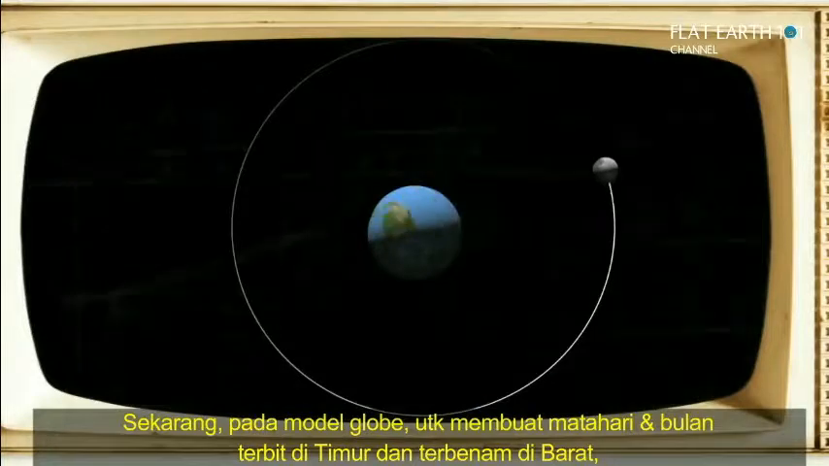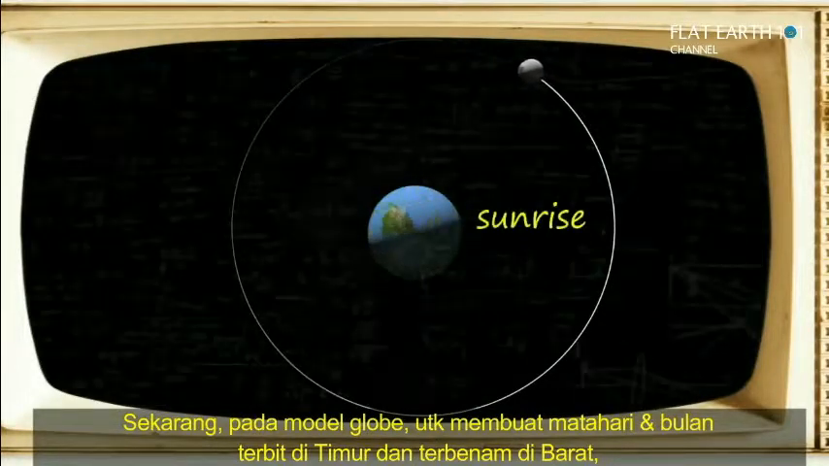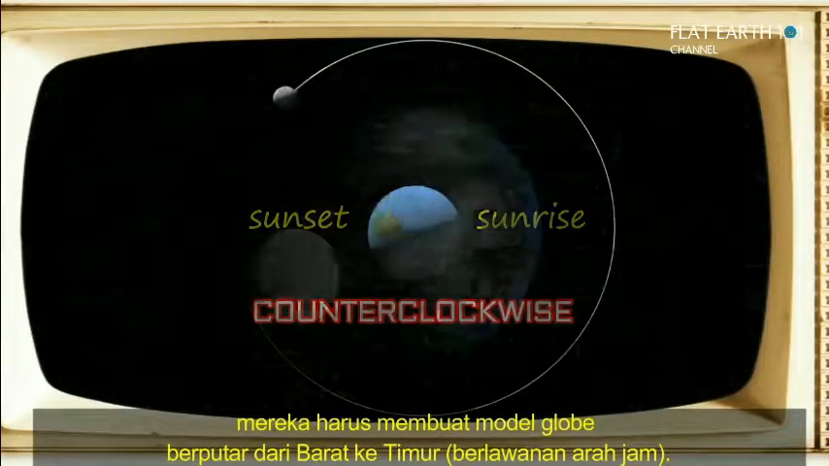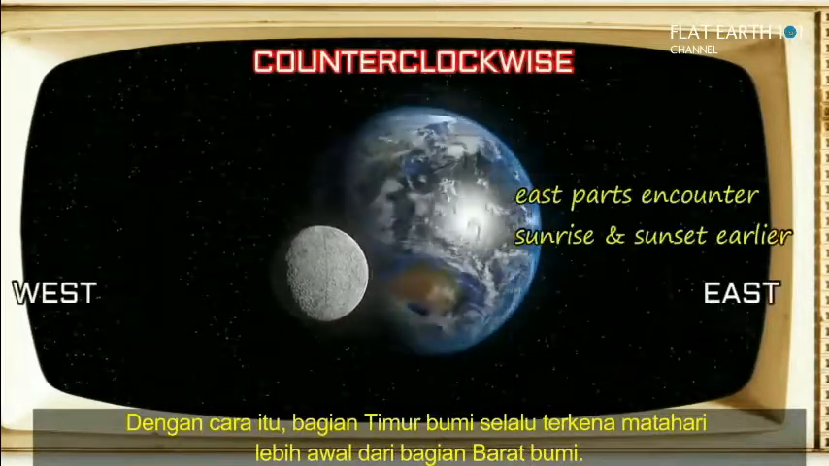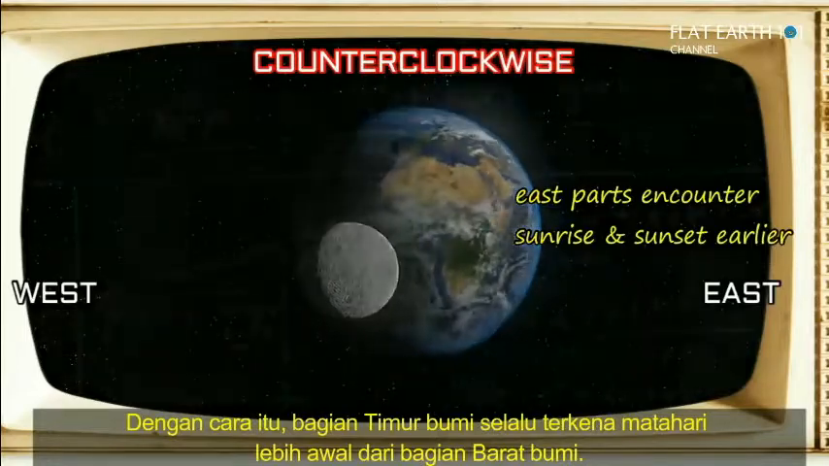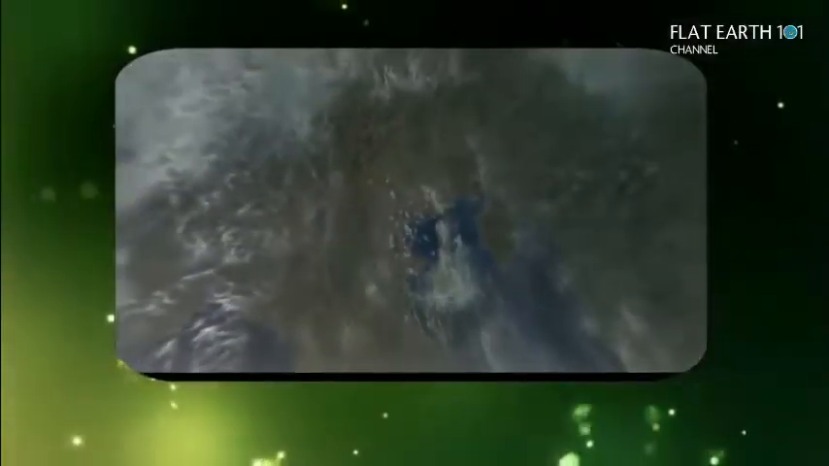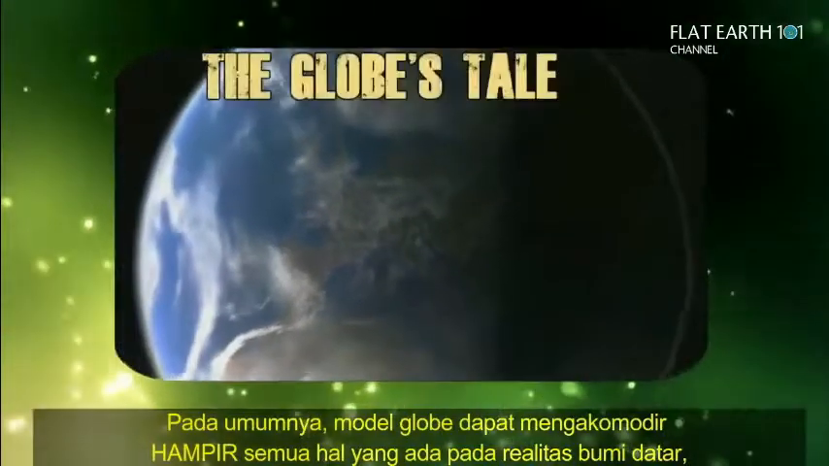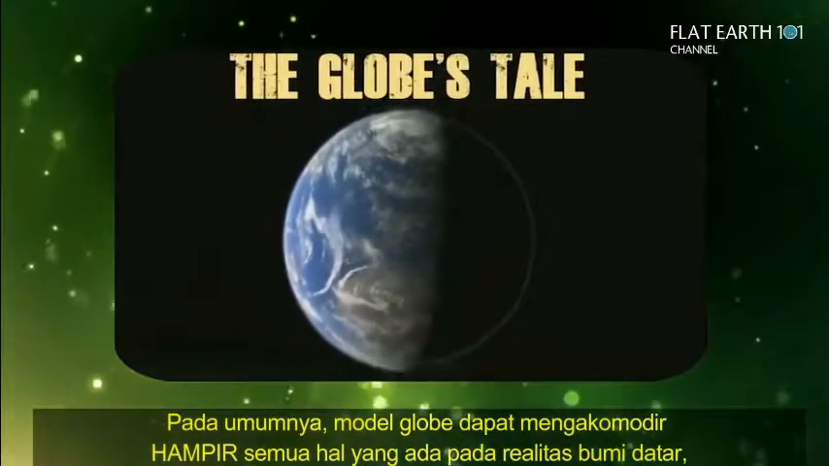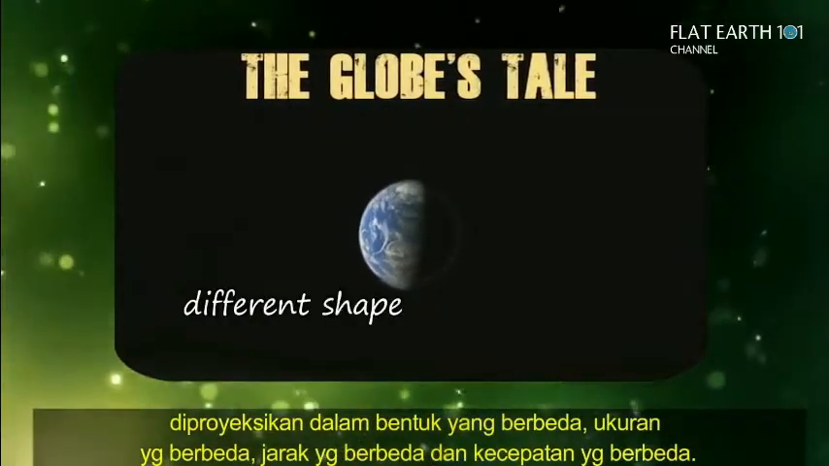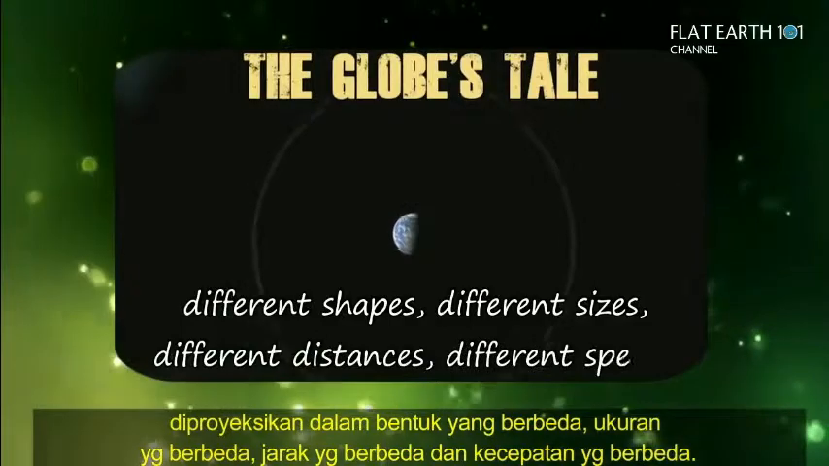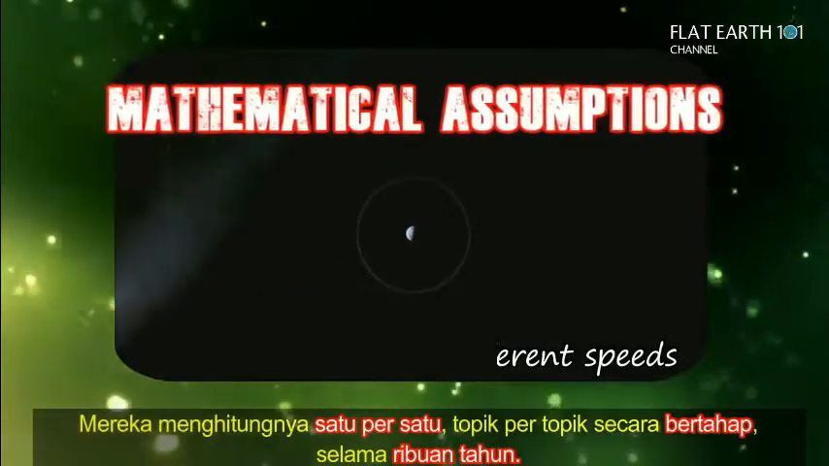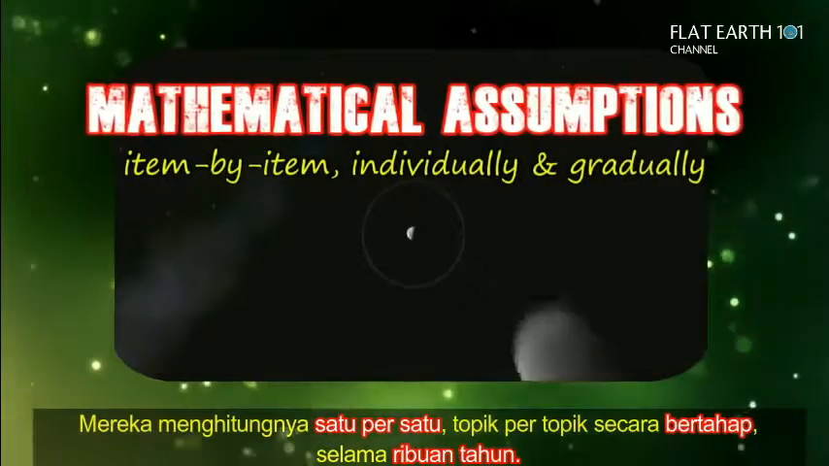Now, in the globe model, in order to make the sun and the moon rise in the east and set in the west, they have to make the globe rotate from west to east. In this way, the east side of the earth encounters the sun earlier than the west side. Most of the time, the globe model can accommodate almost everything from flat earth reality, projected in different shapes, different sizes, different distances, and different speeds. It's only mathematical assumptions. They calculated one by one, gradually and individually within thousands of years.